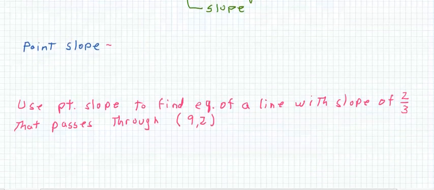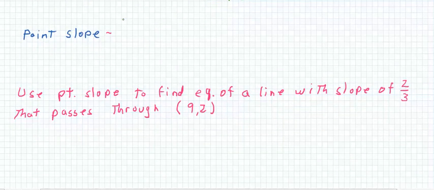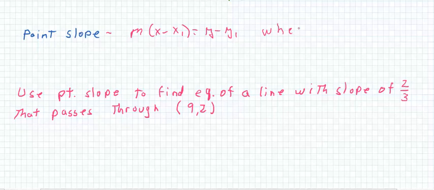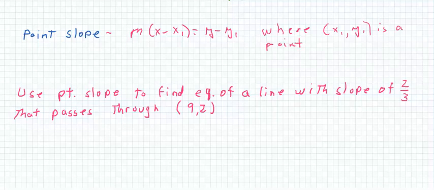The new one, the really new one, is point slope. Point slope is written as m times x minus x1 equals y minus y1, where x1, y1 is a point. M, of course, is always the slope. Always, always, always.